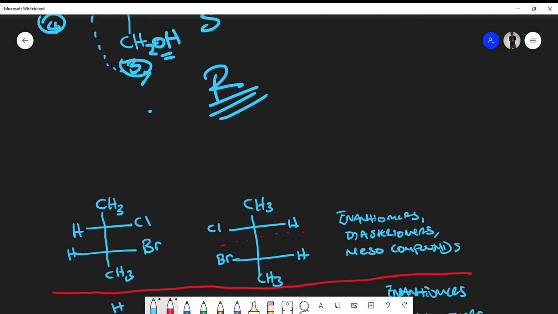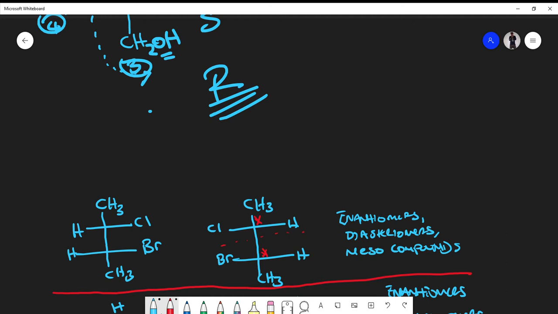Now, do you see any stereogenic centers in the molecule? I see one here, a carbon that has 4 different things bonded to it, and here, right? So I have 2 stereogenic centers within the molecule. All right.